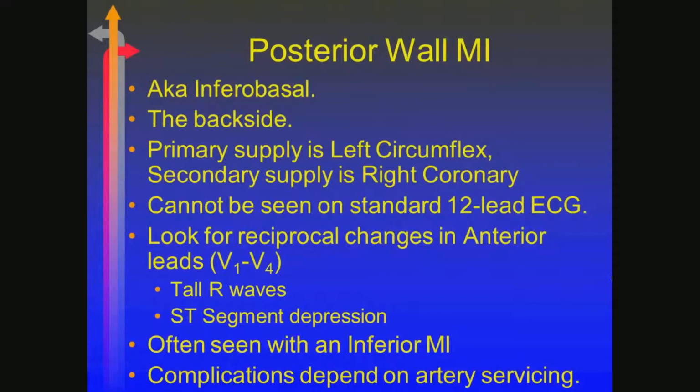Posterior, also known as the inferobasal. I don't know if I have that in your notes or not. It's the back side, and this is partially fed by the left circumflex, and it's also fed by the right coronary artery. This is one we can't see on direct changes. We can look for reciprocal changes in the anterior leads, V1 through V4, where you would have tall R waves and ST depression. But if you have an inferior MI, you should always not only think about right ventricular infarction, you should also think about a posterior wall being involved.